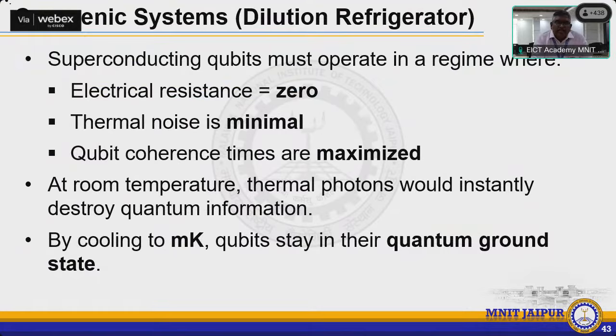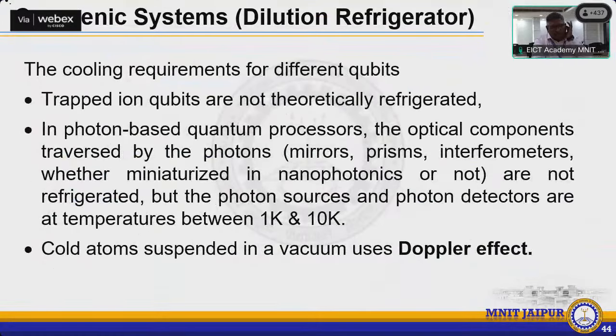So basically, why do we need this dilution refrigerator? Here, electrical resistance is zero. Thermal noise is minimal. There will still be some noise, but it will be very minimal. And when we look at electrical resistance, it will be zero. That's what we are talking about, right? And qubit coherence times are maximized. At room temperature, thermal photons would instantly destroy quantum information, so by cooling to millikelvin, qubits stay in their quantum ground state, and that's where they will stay.